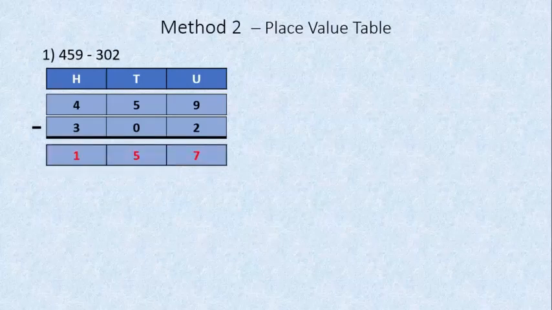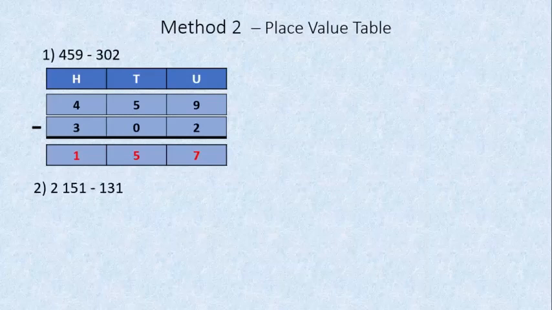Take our units and minus each other. 9 minus 2 equals 7. Tens, 5 tens minus 0 tens equals 5 tens. And hundreds, 400 minus 300 equals 100. Question 2.